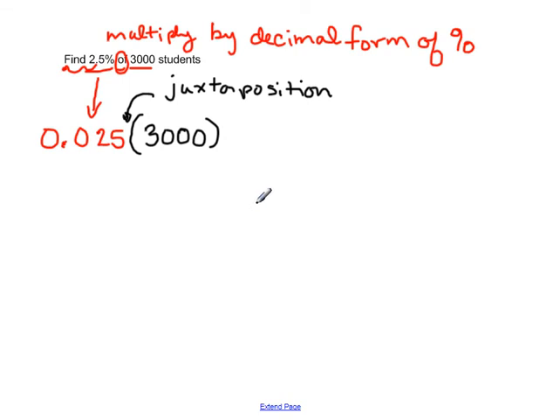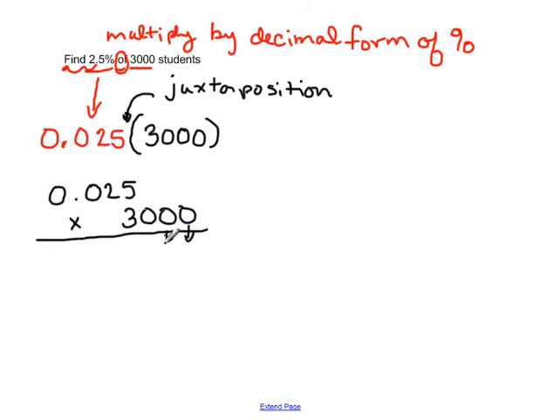Depending on how your instructor wants you to work this, they may want you to work it longhand, or they may be okay with you working it on the calculator. If we were to work it longhand, here's how I would set it up. I would put the 0.025 on top because it has more non-zero digits. And then when I do the multiplication, I would take that 3,000 and offset those zeros. So when I do the multiplying, the zeros are just going to come straight down: 0, 0, 0.